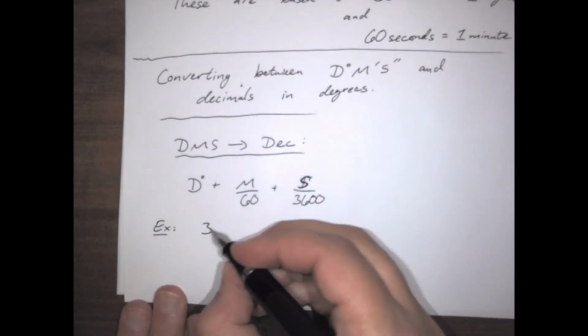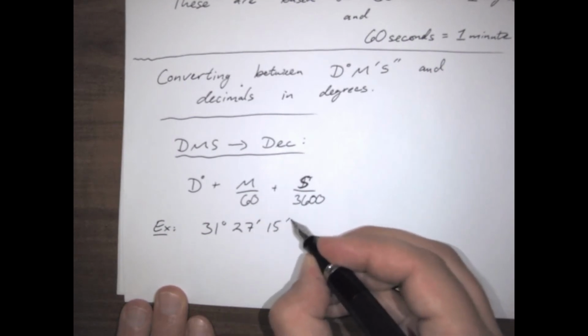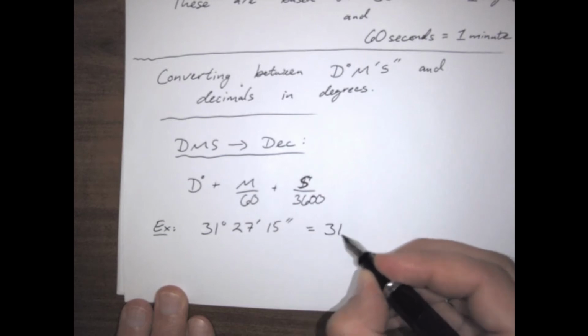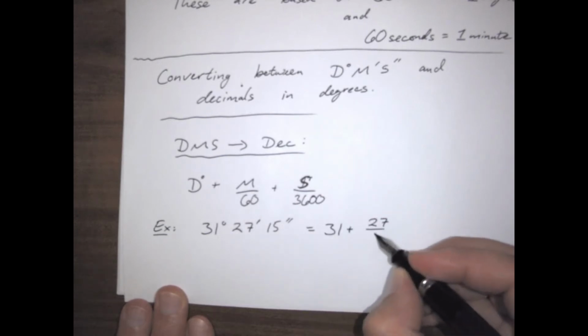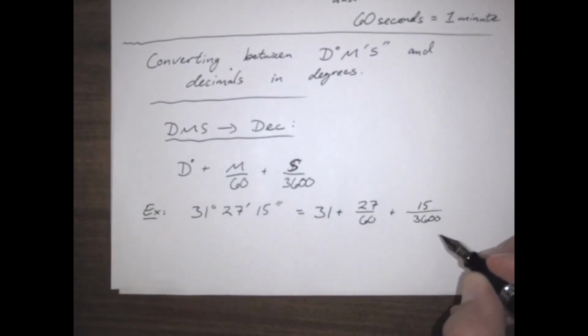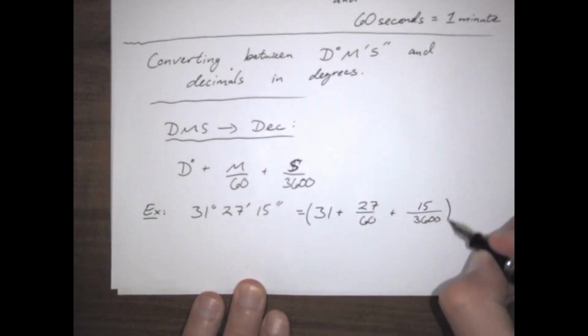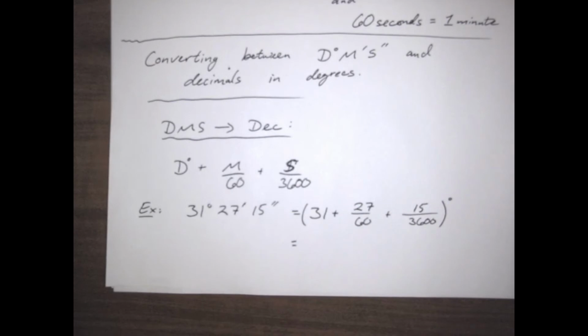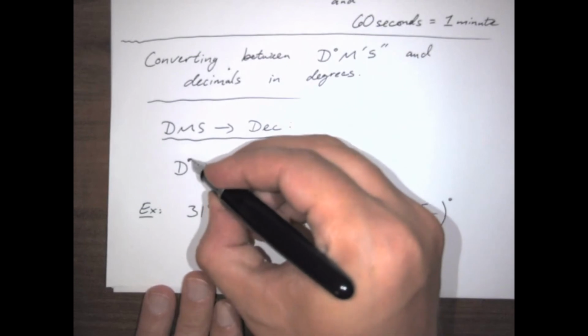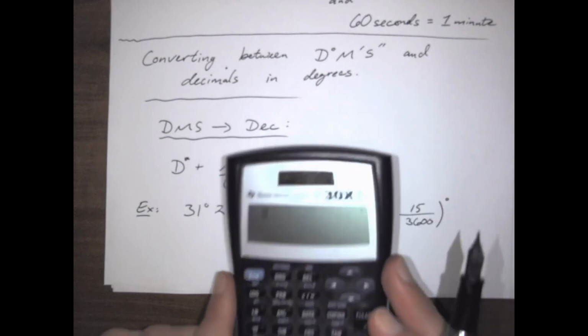So for example, 31 degrees, 27 minutes, 15 seconds would equal 31 plus 27 60ths plus 15 3600ths. By the way, writing that as 360 is one of the most common errors you could make here. I'll just put a degree around the whole thing, because really it's the overall result that has the degree symbol. It's an awkward thing to write. All right, but let's see here.